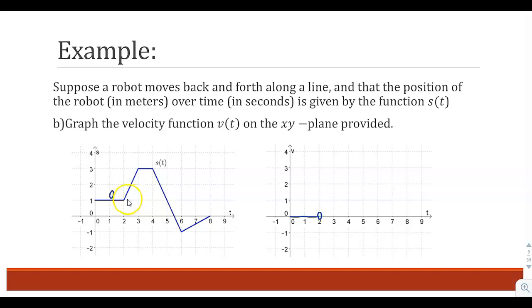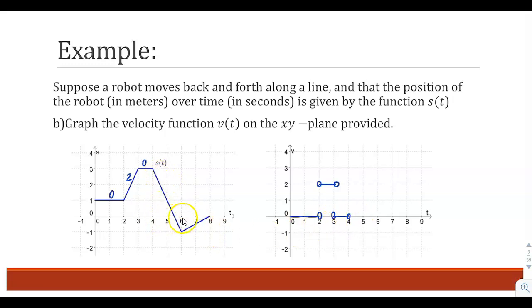Between 2 and 3, I have a linear function with slope 2, rise over run, so up 2 over 1. So I have a slope of 2 between 2 and 3. So between 2 and 3 here, I have to have a slope of 2. And again, I have open circles at 2 and 3 because I have sharp corners, I'm non-differentiable. Between 3 and 4, I have another horizontal line on position, so that slope is 0. So back to the velocity function over here, 3 and 4 is going to have to be back down on the x-axis.